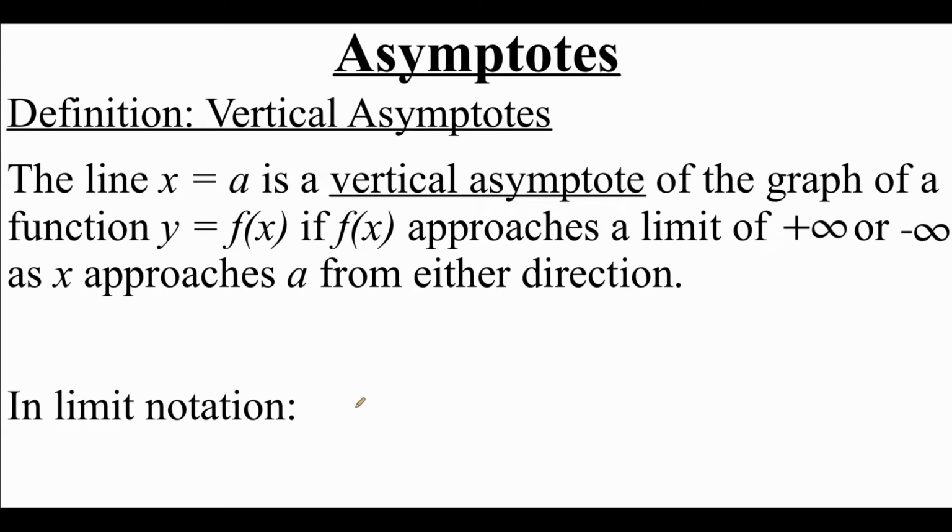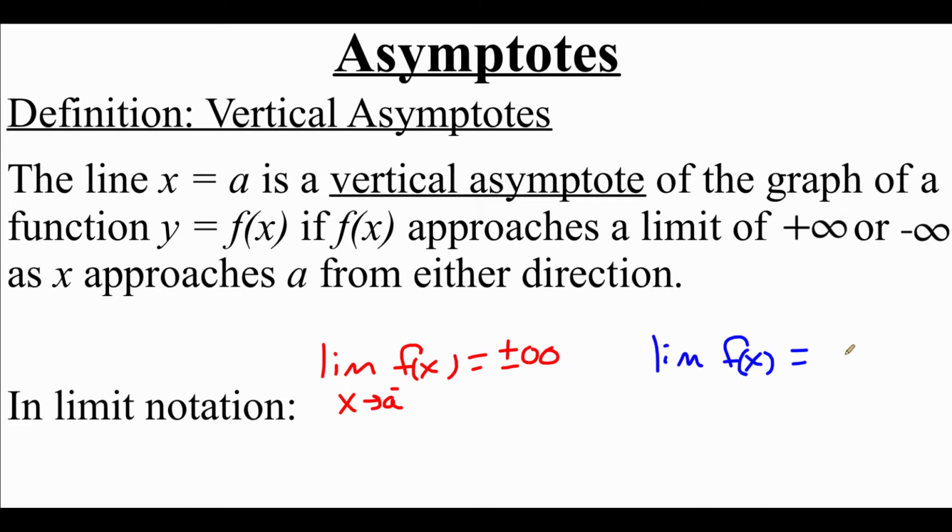We can also write this out in limit notation, so we can say that the limit of our function f of x is equal to either positive or negative infinity as our x values approach a from the left-hand side. That little negative on the a means from the left-hand side. And we can also approach a from the right-hand side, and the same thing would happen. So the limit of our function f of x is equal to either positive infinity or negative infinity as our x values approach a from the right-hand side. And a little plus sign on our a means from the right-hand side.